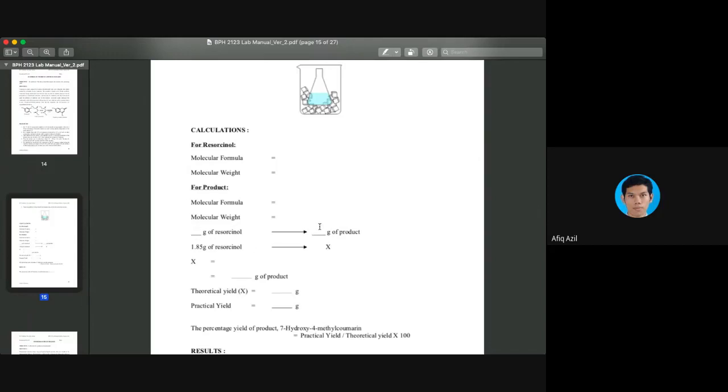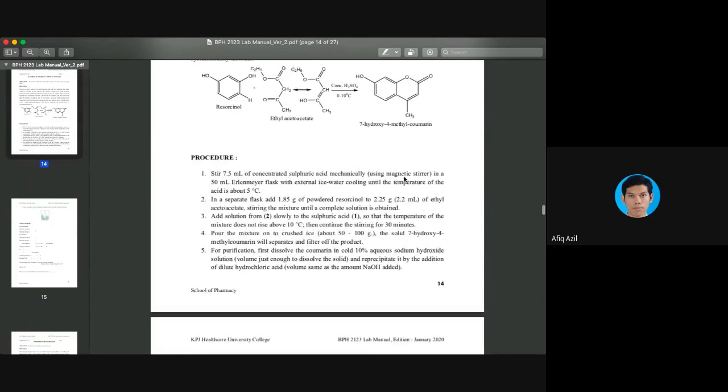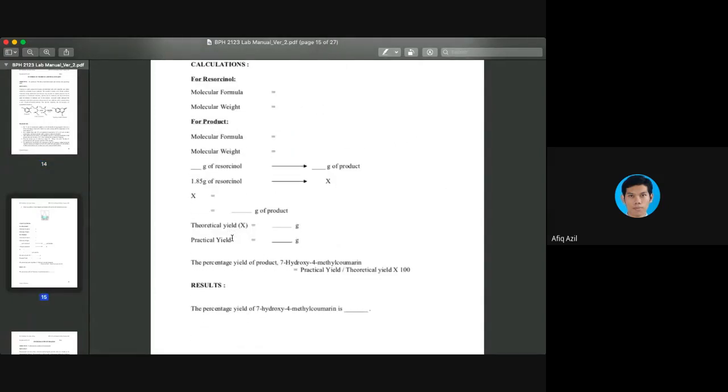Okay, then only you can calculate the theoretical value of the product, because you are going to calculate the number of moles using this reaction formula. So 1 mole of resorcinol will produce 1 mole of the coumarin product. Okay, then the other raw data needed is just the practical yield. Okay, how much of the product that is formed.